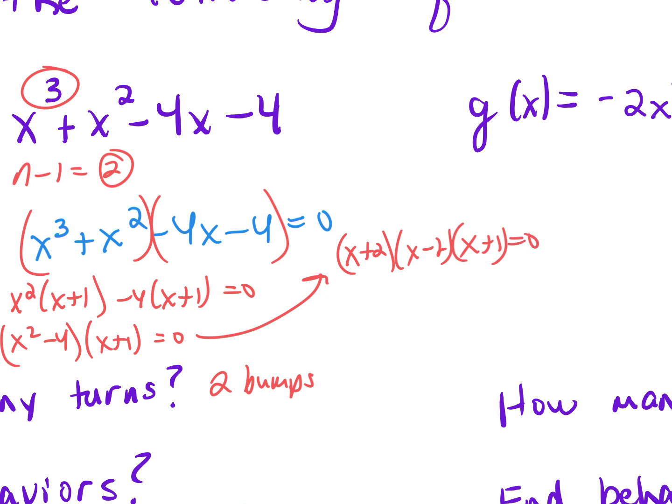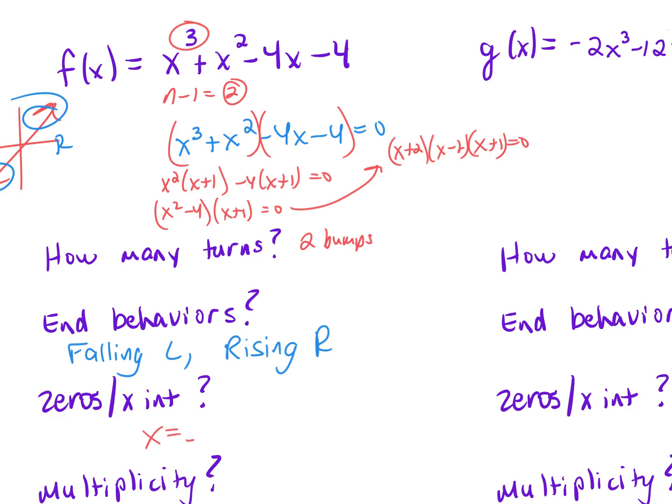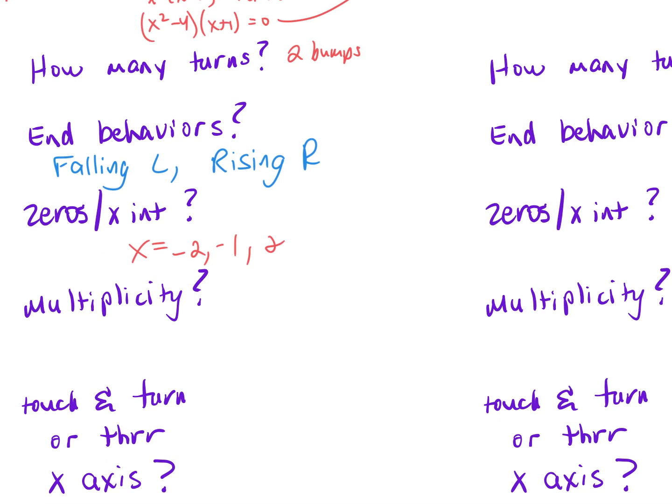So how many zeros do I have? 3. What are they? So x equals negative 2, negative 1, and 2. You can write it out however you want to. If you want to write x equals, x equals, x equals, whatever. Write them in order. But do you have multiplicity? Do you have anything more than 1 time? So your answer here would be no.